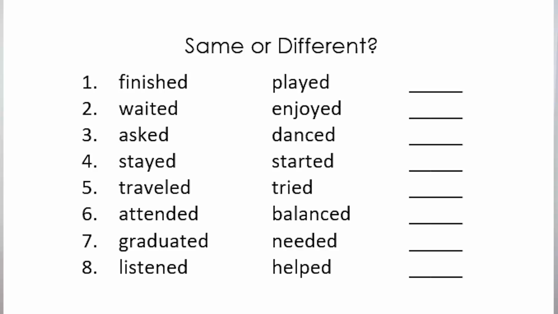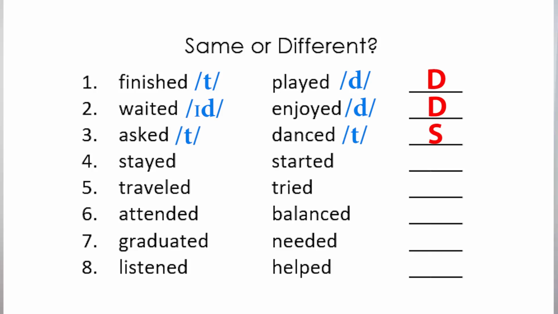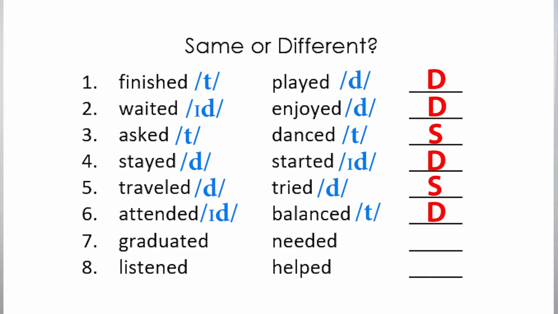Number 1, finished, played, they're different. Number 2, waited, enjoyed, different. 3, asked, danced, they're the same. Number 4, stayed, started, different. 5, traveled, tried, same. Number 6, attended, balanced, they're different. 7, graduated, needed, same. Number 8, listened, helped, different.